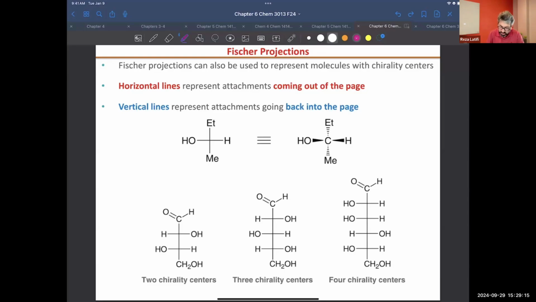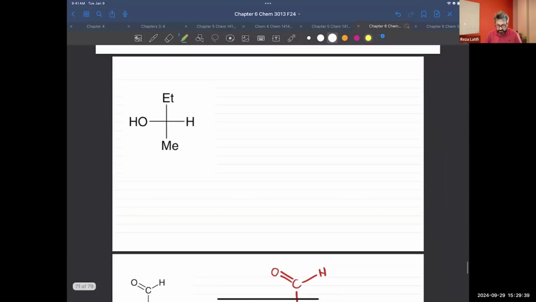Okay, so from now, we're going to say the horizontal lines are pointing to us, while the vertical lines are back of the molecule. So as you see here, the H and OH are pointing to us, while the ethyl and methyl will be back of the molecule. Okay, let's practice some examples about them. This is the molecule that we have.